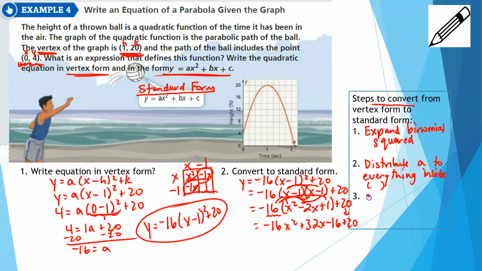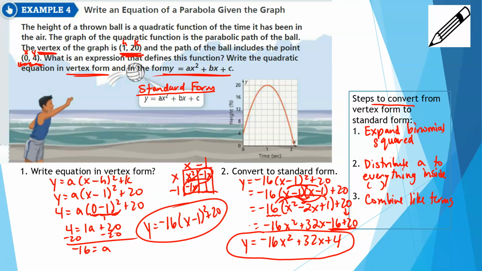And then finally, step 3 is to combine like terms, which in this case will always be the constants on the end. So my final standard form quadratic is negative 16x squared plus 32x, and when I add these together, I get plus 4.